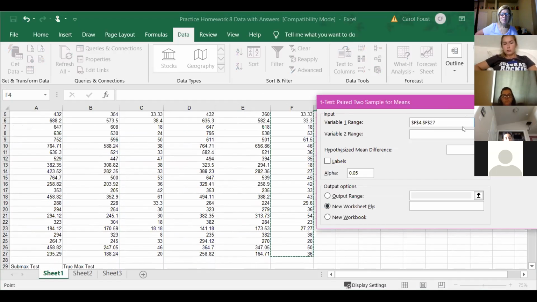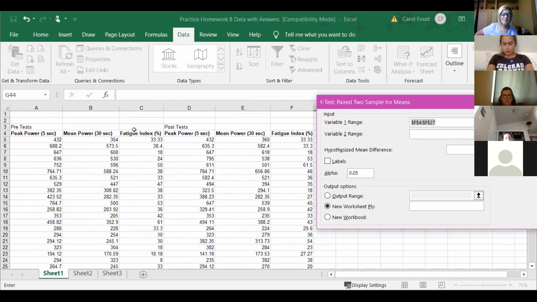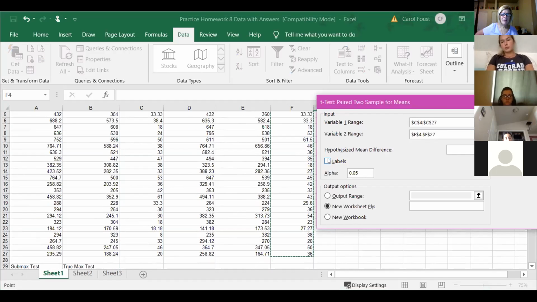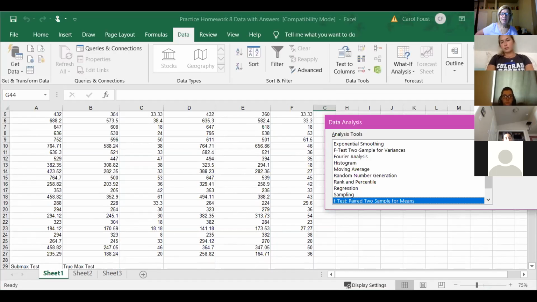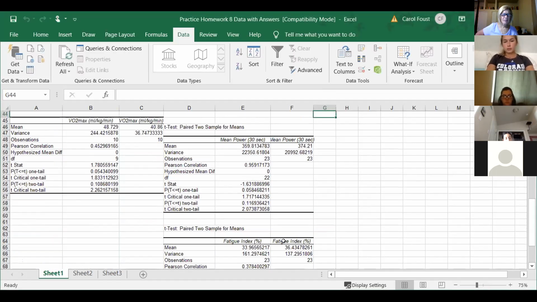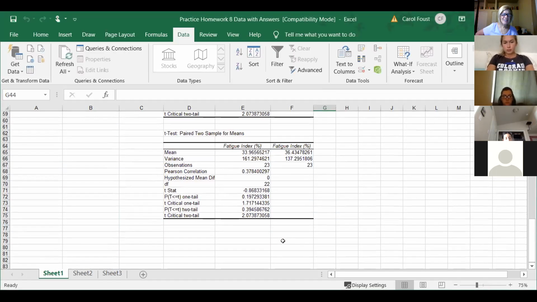Whoops, just messed that up. Okay, you've always got to be careful that you're pulling the right data. So my day one data is here. My day two data, make sure I get it into variable 2. I've got my labels, tell it where to put it, hit OK. Okay, so my output here for my fatigue index.